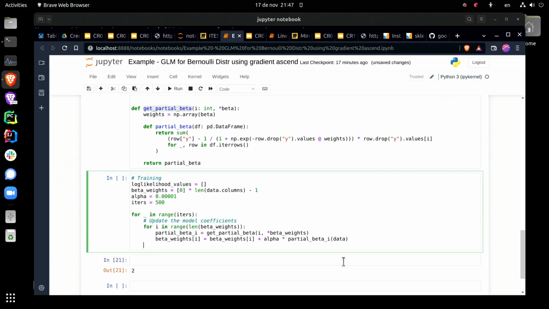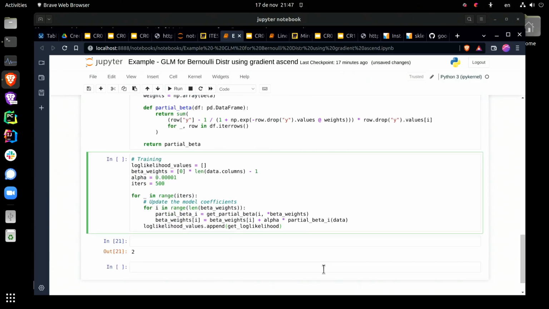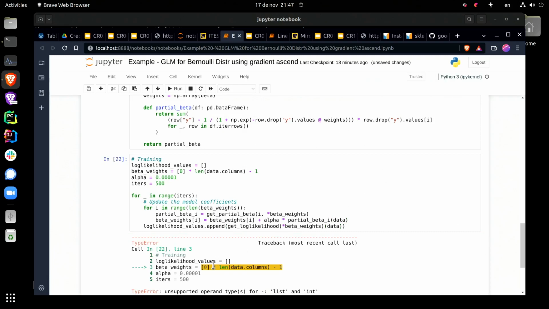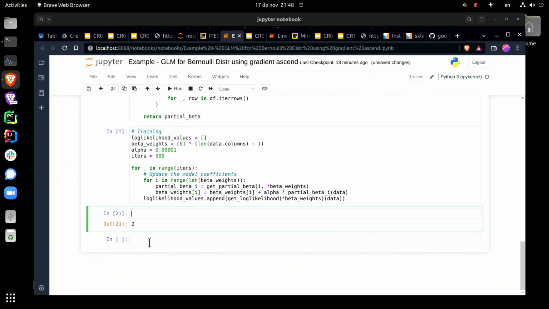Okay, that should update the weights. Now let's keep track of the likelihood values. So let's append. We need to call this function. Let's provide the weights and the data. Here we're missing a parenthesis, and now it's running.